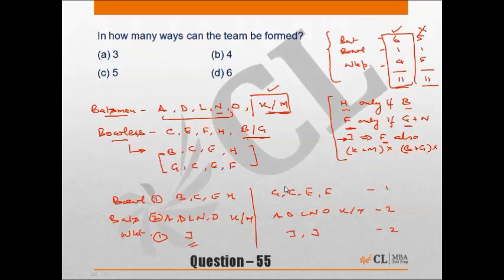So the number of team combinations in the first case is 1 bowling combination, 2 batting combinations and 1 wicket keeping combination, which is 2. Similarly, in the second case, 1 bowling combination, 2 batting combinations and 2 wicket keeping combinations, which makes it 4. So the total number of teams which are possible is 2 plus 4, 6. Choice D is the correct answer.